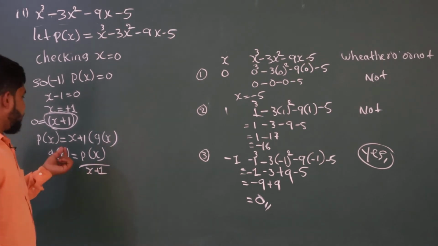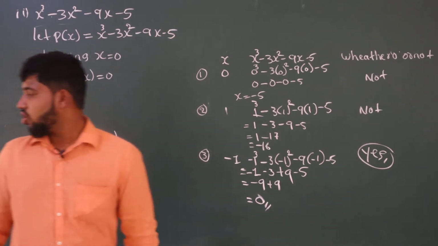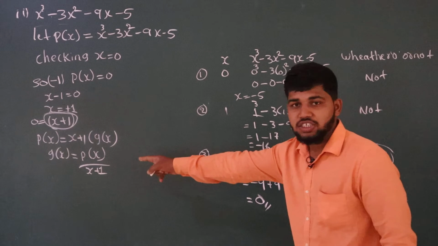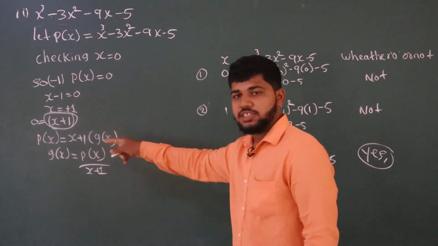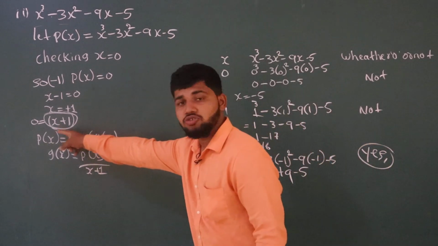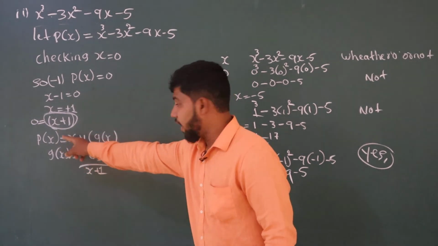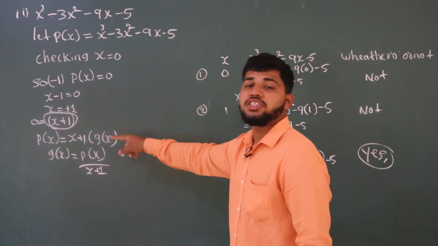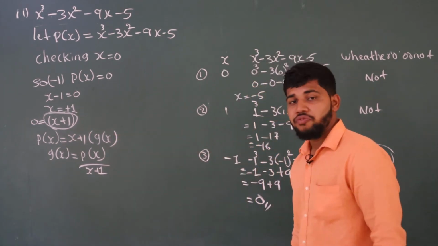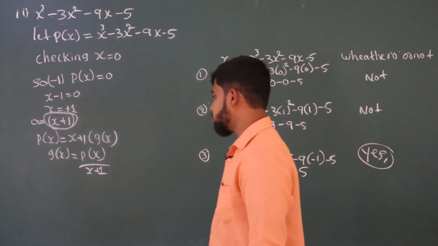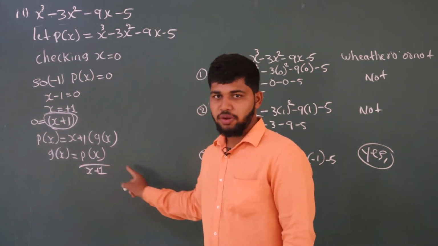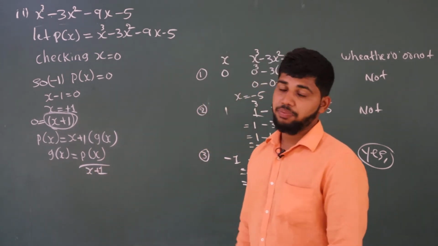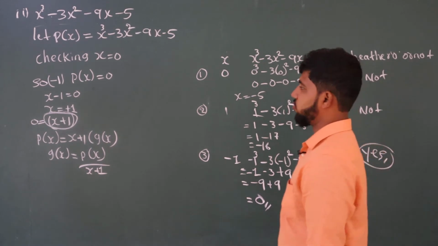Now we have to find g of x. p of x is equal to x plus 1 times g of x. So g of x is equal to p of x divided by x plus 1.